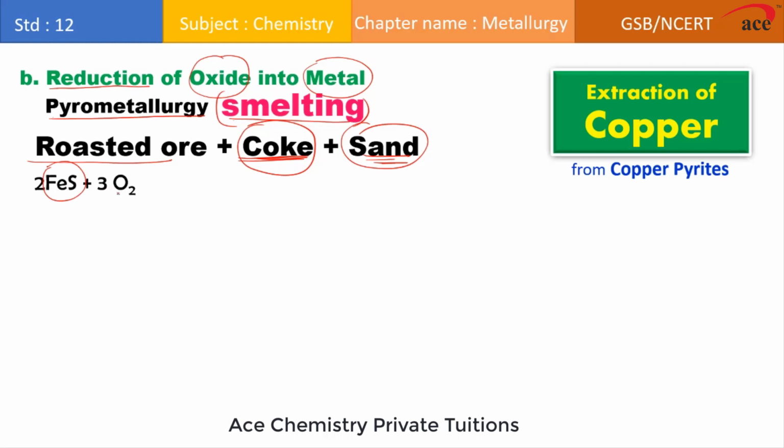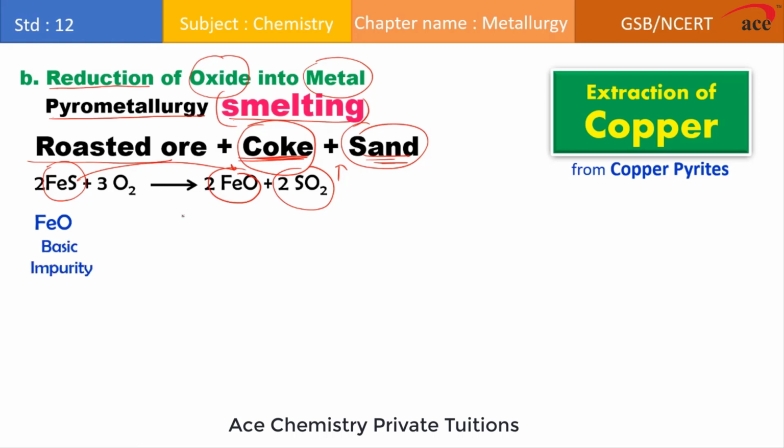Impurities. With excess of air, student, it gets converted to what? Its corresponding oxide. So FeS gets converted to FeO, and again there is a loss of sulfur dioxide. This FeO, if you see, is basic in nature. Now we know that to remove impurities, we add flux, but the type of flux added depends upon the nature of the metal oxide.